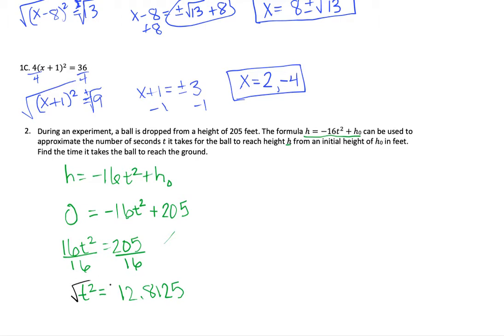When I take the square root of that number, I get positive or negative 3 point, I think the book rounds it to the tenth. So 3.6 seconds. Now that means in a positive 3.6 seconds, the ball will reach the ground, or in a negative 3.6 seconds, the ball will reach the ground.